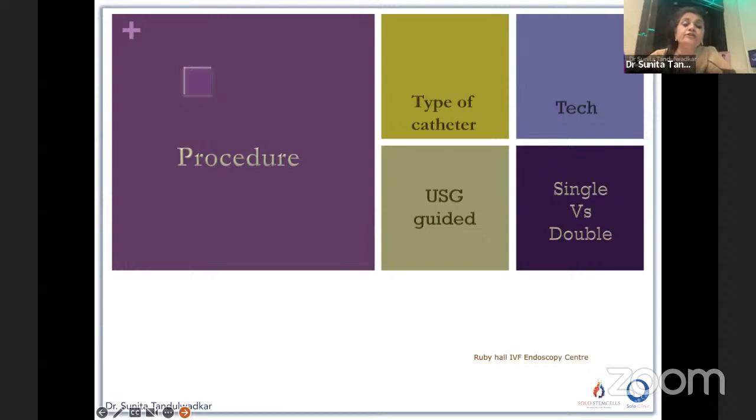Now the procedure. First, the timing of the IUI once the semen sample is given. It means the ejaculation to insemination interval. It should be as little as possible. So if this person has given an ejaculated semen sample, you consider 20 to 25 minutes, or 30 minutes, for liquefaction and processing another 1 hour. By 1.5 to 2 hours, you should be doing the insemination.